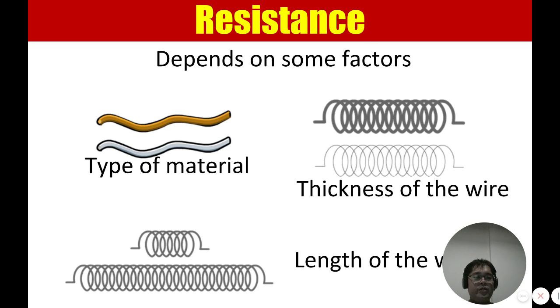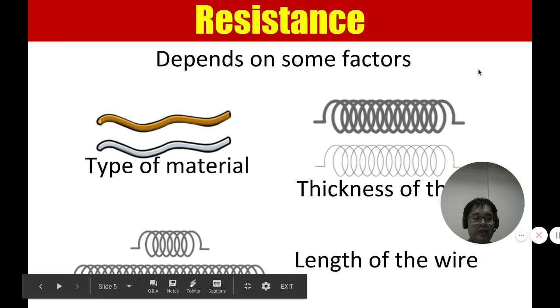There are three factors that your resistance will depend on: the type of material, as we've mentioned, a conductor or an insulator, or a conductor and a better conductor. The second point here would be the thickness of the wire. So notice that this wire here is thick and this wire here is thin. Why not take the opportunity to search whether the thicker the wire, the higher the resistance, or the opposite? I challenge you to that.